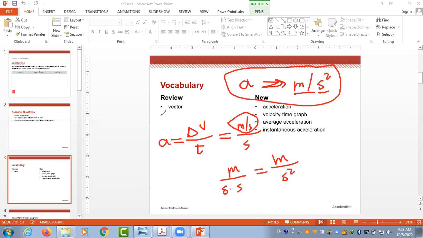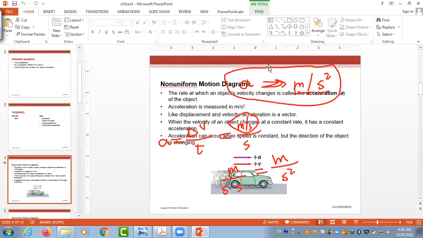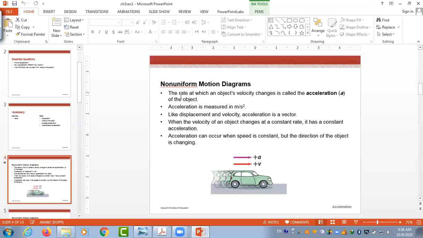Okay, so let's revise what we said now about acceleration. The rate at which an object's velocity changes is called acceleration. We give it the symbol a, and the a is bold because it is a vector. As we said before, acceleration is measured in meters per second squared. Like displacement and velocity, acceleration is a vector. And when the velocity of an object changes at a constant rate, it has a constant acceleration.